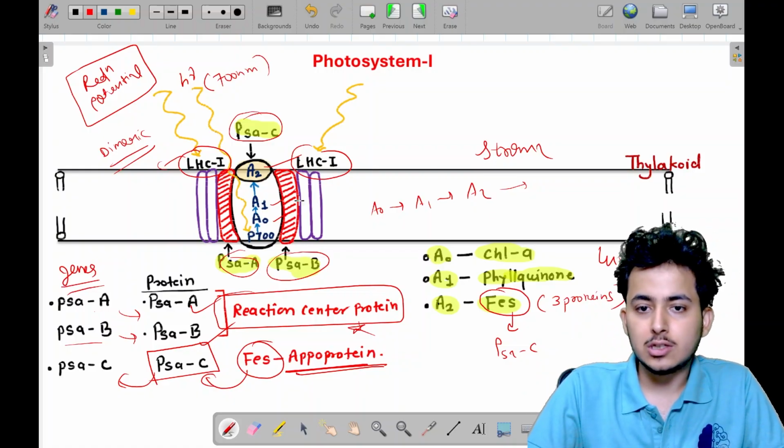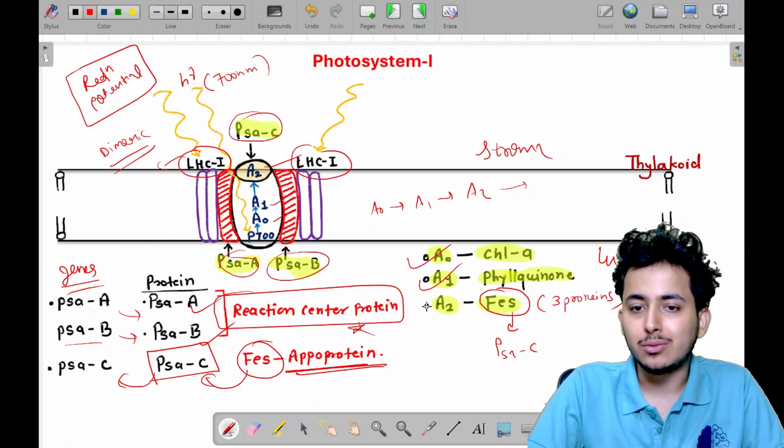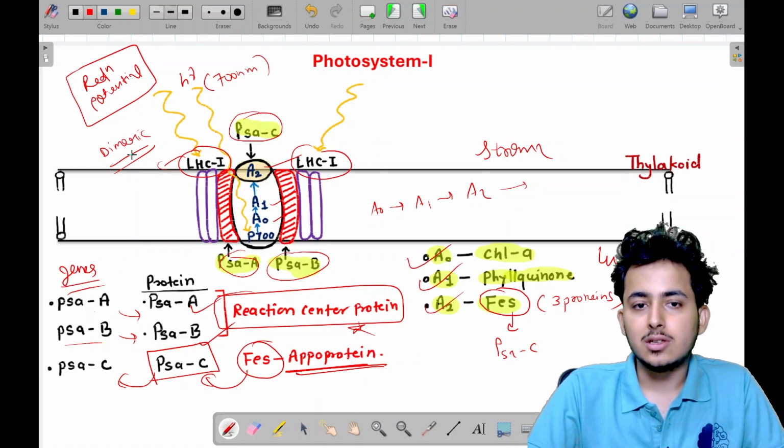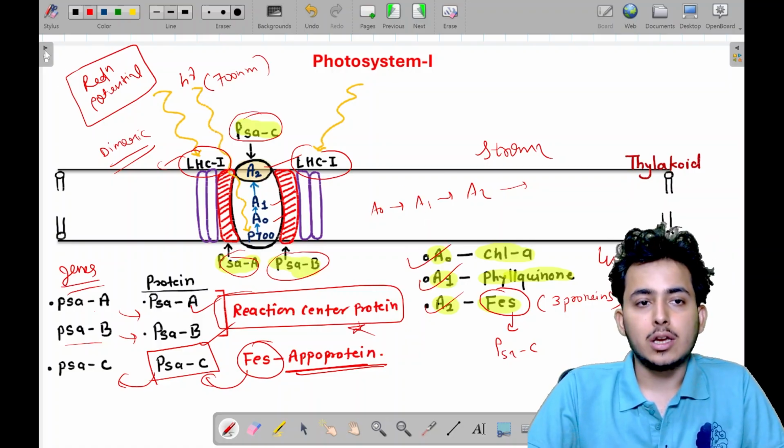I hope this structure is clear to you. What is A naught, what is A1, what is A2. If all these things are clear, then we can move further.